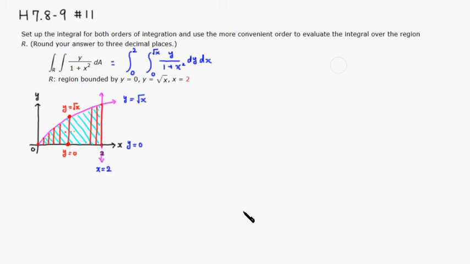And we can do it the other way. Let's do integration with respect to x first. So here, y over 1 plus x squared dx, dy.